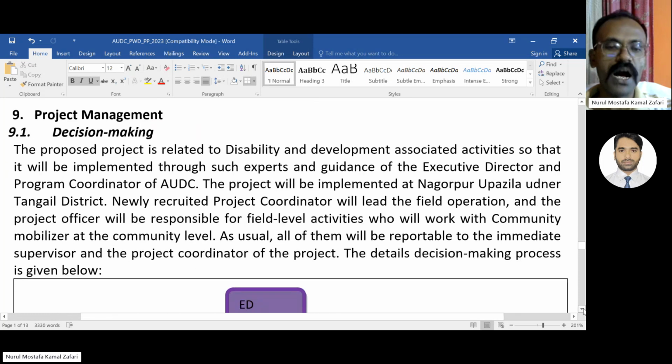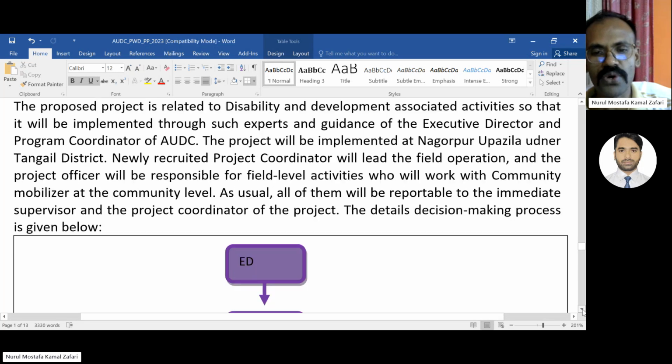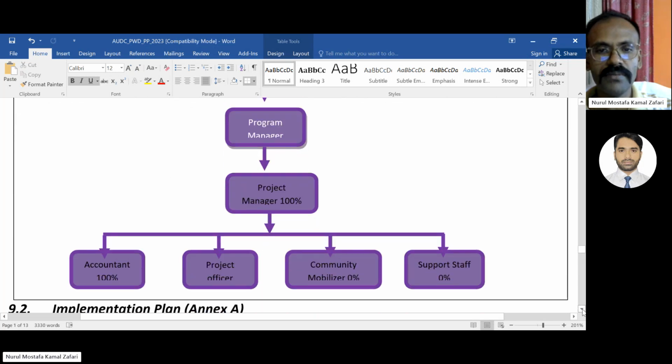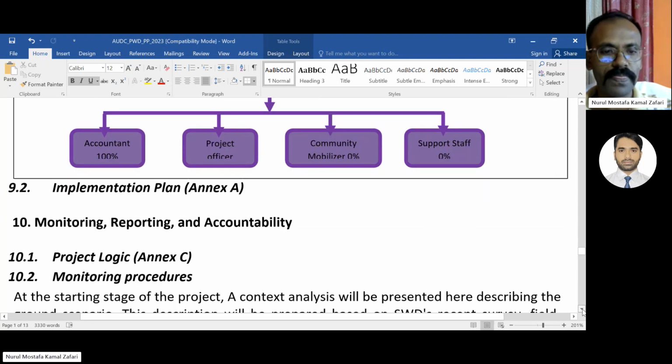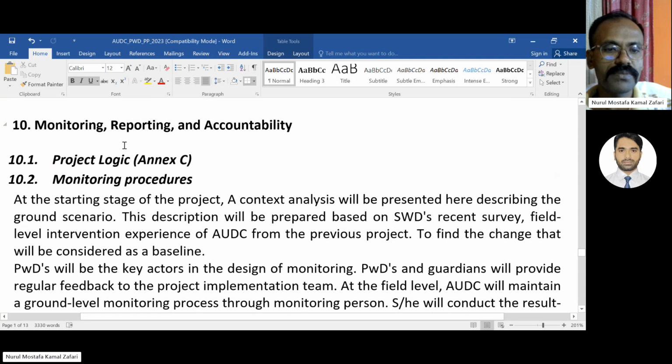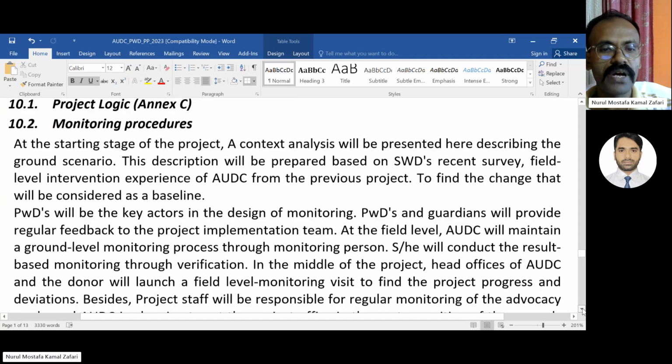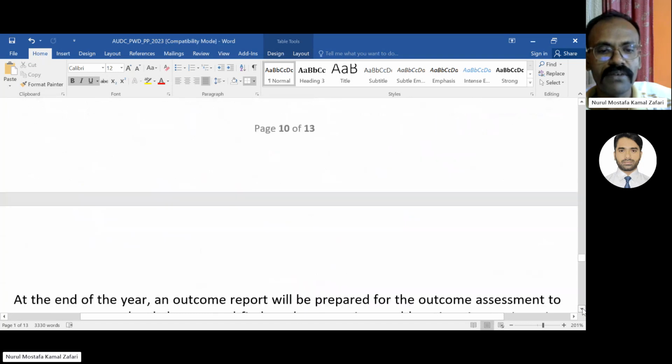Now project management, how the project will be managed. So 9.1 decision making, who will make decisions? We draw an organogram, a project organogram. ED, under ED the program manager will work, under the program manager the project manager will work, under the project manager these persons will work. Then monitoring, reporting and accountability. So how it will happen, we write this through paragraphing.